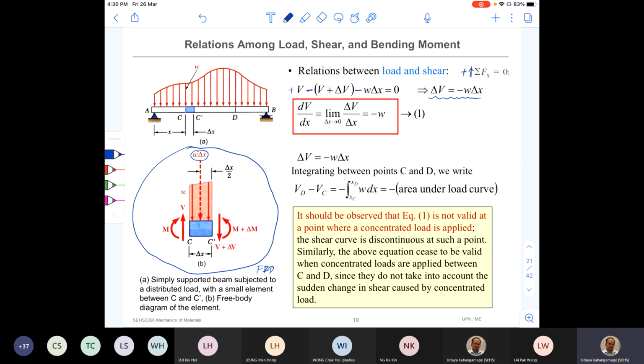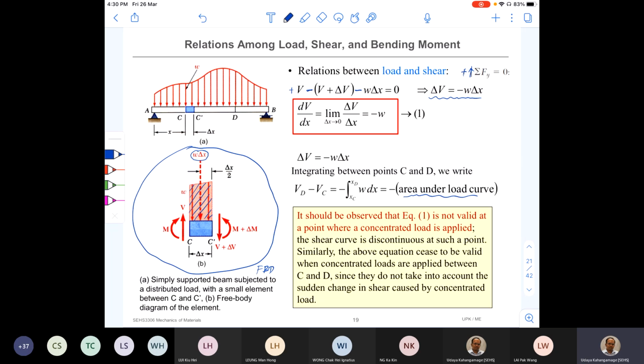So that means shear force variation between C and C prime is equal to negative W dx. W dx is in fact the area under this curve, right? So now we can say that between 2 points on the beam, shear force variation is equal to the area under the load curve. So that's what is mentioned here. Negative of that, right? Or in other words, in mathematical terms, right?